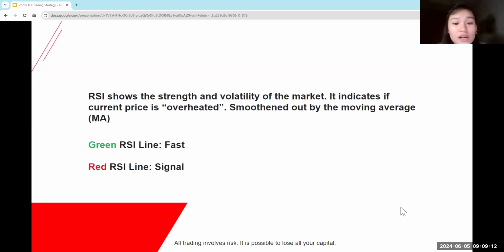Okay, let's start off with RSI. RSI shows you the strength and volatility of the market, indicated by whether the current price is overheated, and it's smoothened out by our moving average. Your green RSI line is the fast line, while your red RSI line is your signal line. This depends on which software you're using to trade, so it might be different colors.